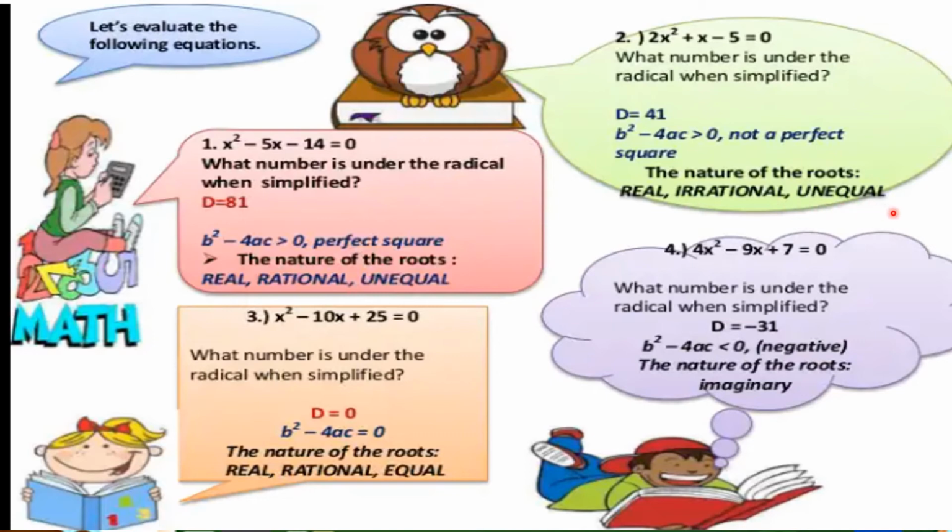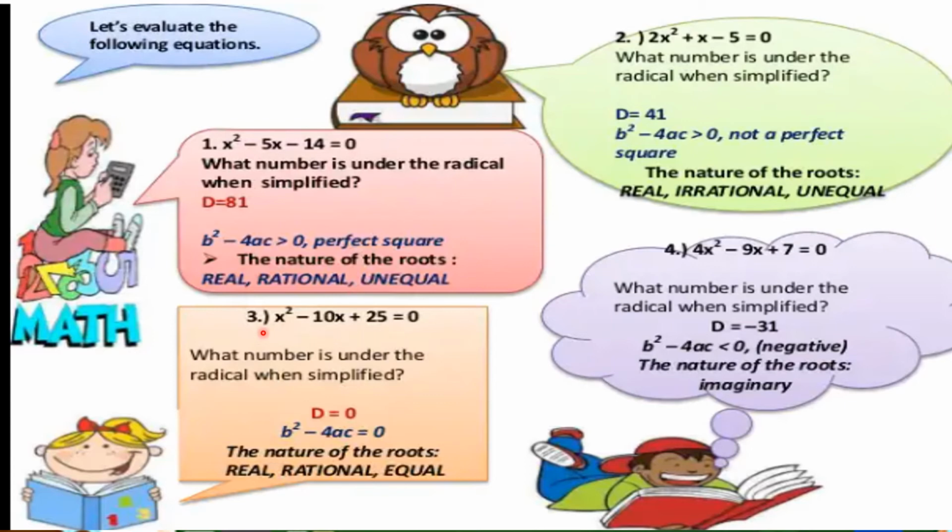So, yun ang pagkakaiba. Kahit siya ay positive, meron pa rin pagkakakilanlan kung siya ay perfect or not perfect square. Kapag siya ay perfect square, rational. Pero kapag siya ay not a perfect square but it is a positive number, it is a real number, irrational, and unequal. Okay, example number 3, we have x squared minus 10x plus 25 equals 0.